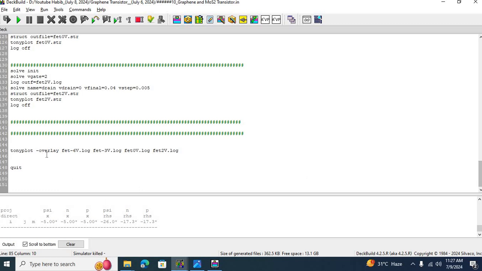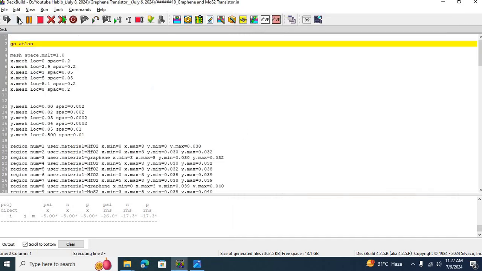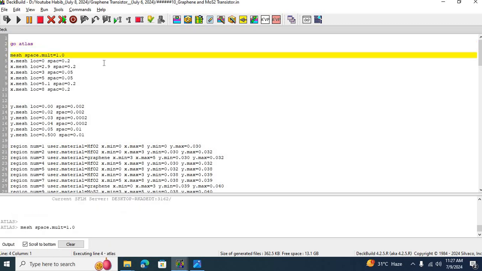And finally, I plot these ID versus VDS characteristics at these 4 gate voltages onto the same figure using the overlay command in Silvaco TCAD. And finally, I quit the program. So let me close this figure and let me run the simulation.